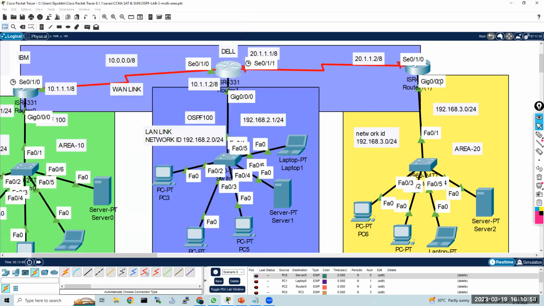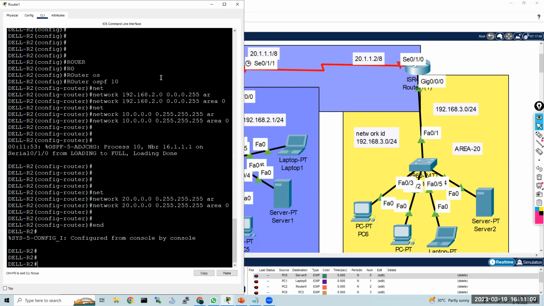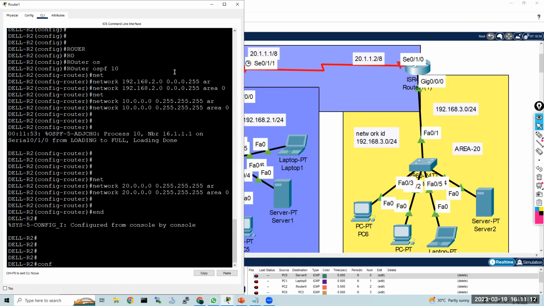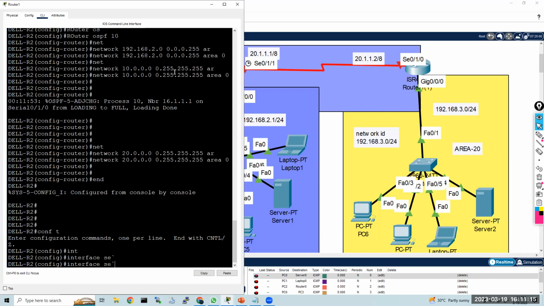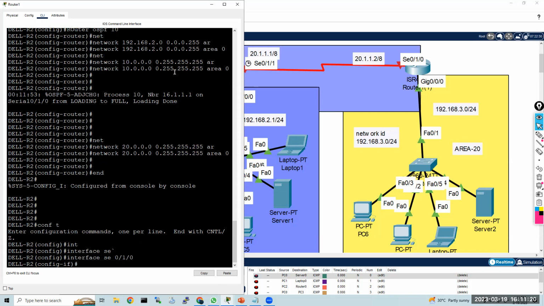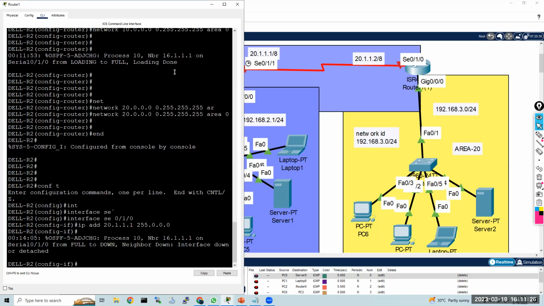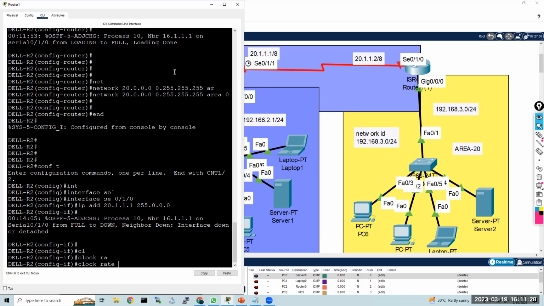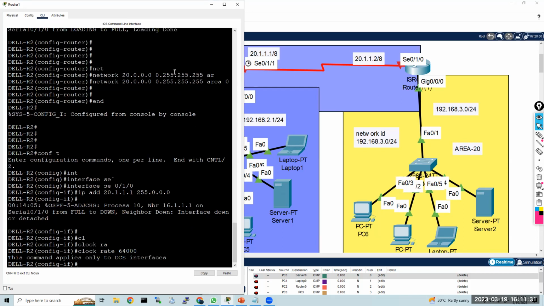Now, last router. So we can see these links are down. Can you see? Okay, means we should configure the IP address for the serial interface, right? So go to global configuration mode, interface serial 0/1/0. Okay, IP address 20.1.1.1 255.0.0.0. So we can see the moment I have given, it formed the adjacency. Because it is a clock rate we should give, right? DCE interface.